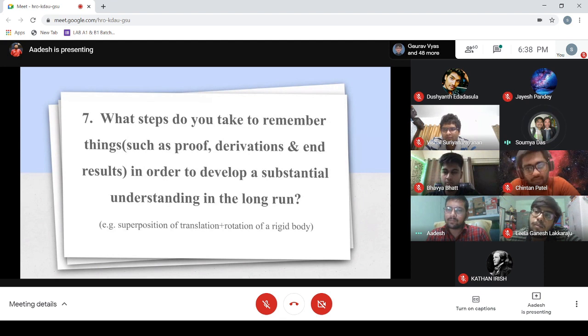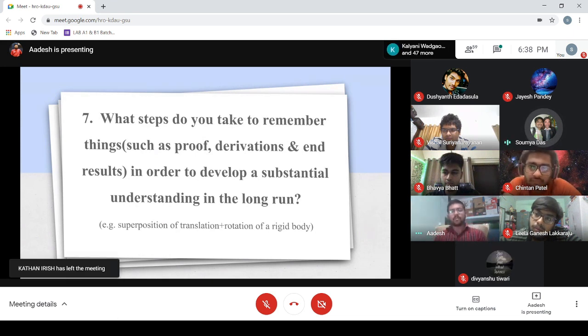So if you write down those examples when you are reading, maybe 1 month, 2 months, 1 year later, this example will motivate you to remember those things.